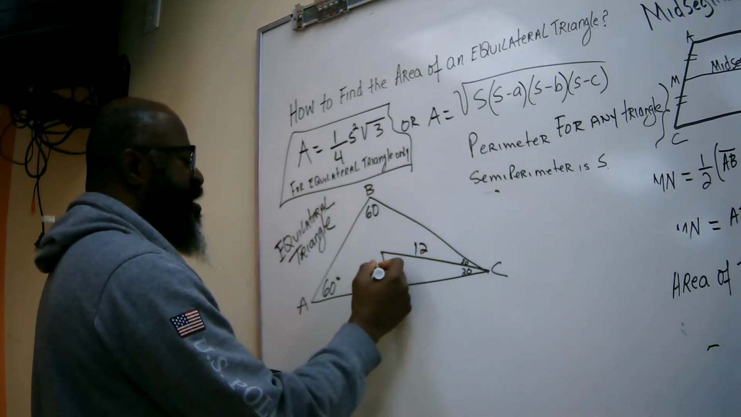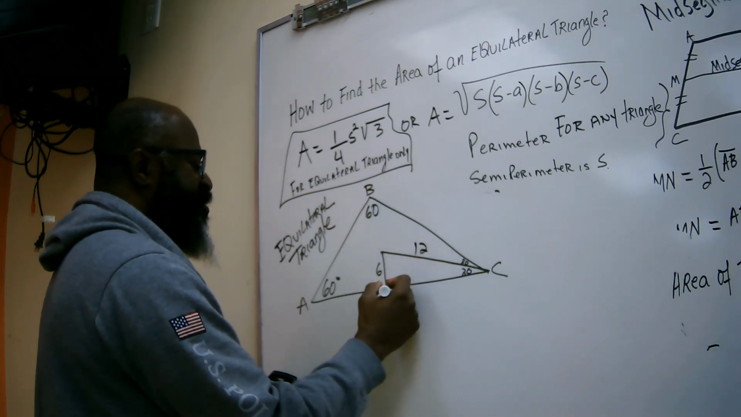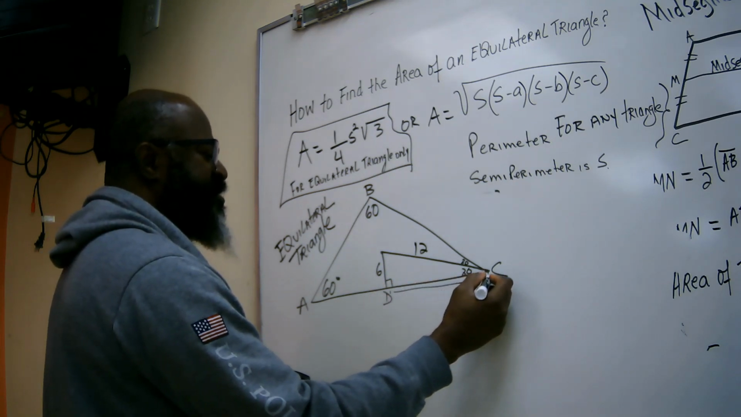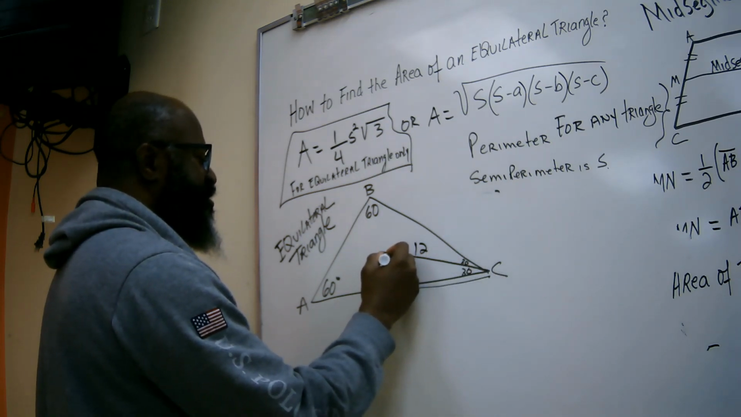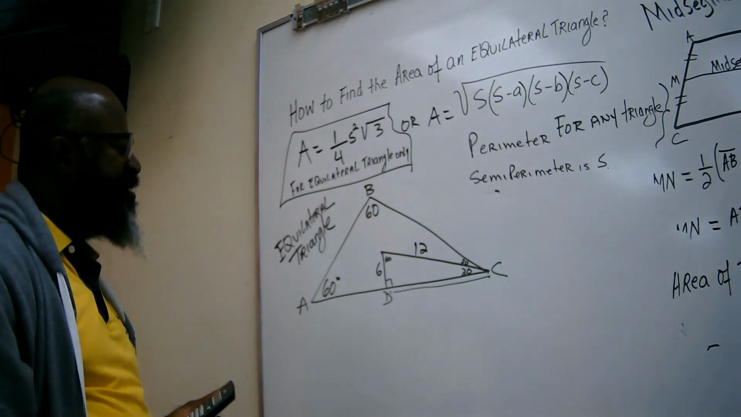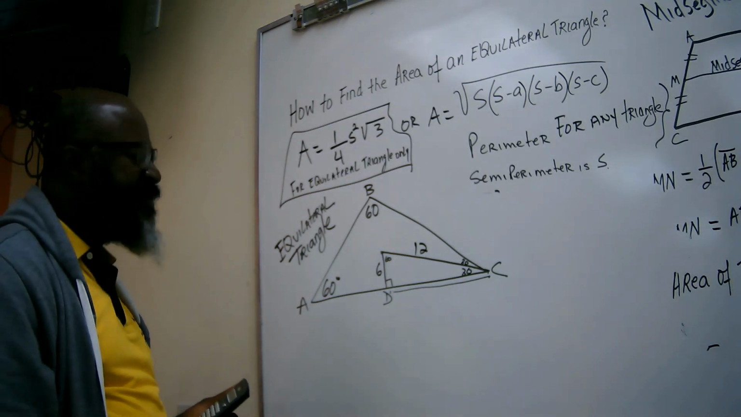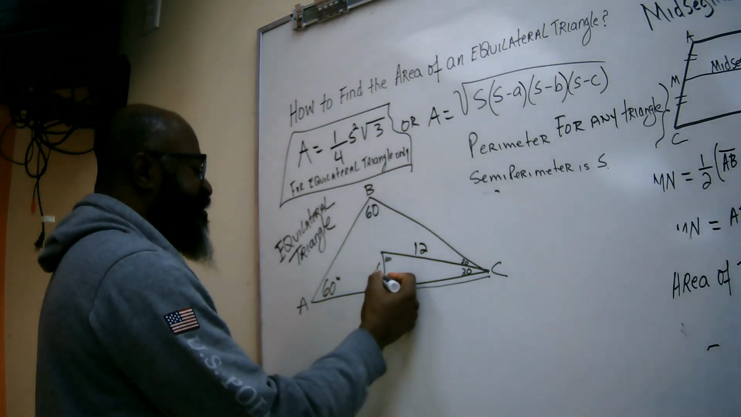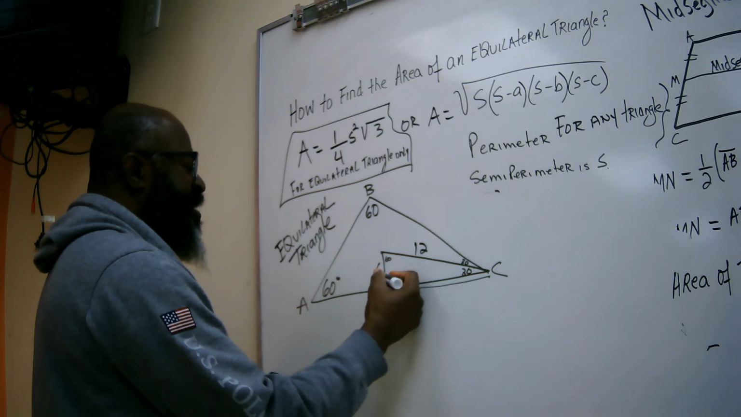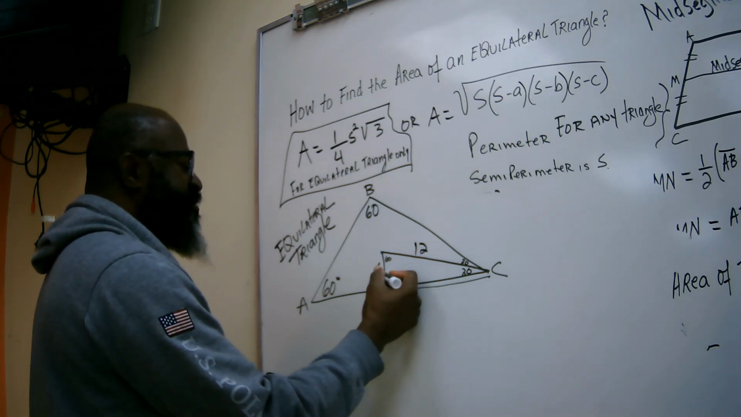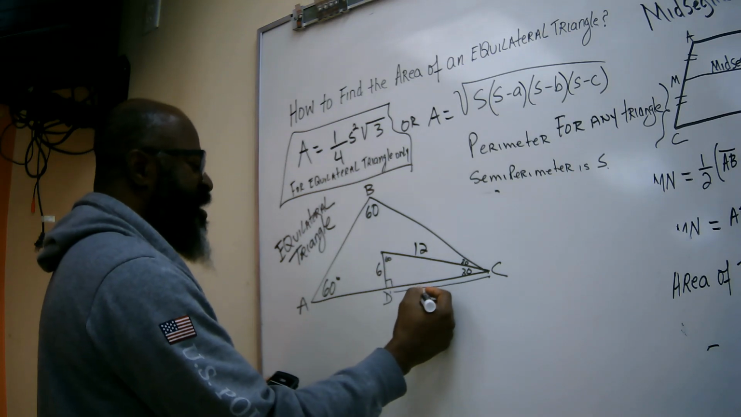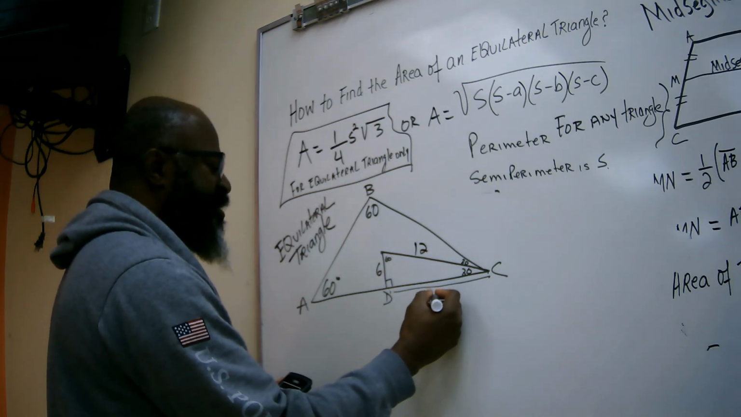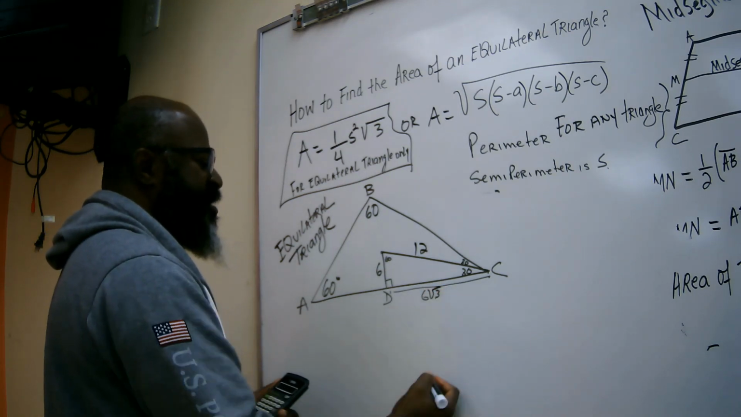This is the short leg, this is the hypotenuse. We need to find the distance from here to there, which is the long leg. This is based on a 30, 60, 90 triangle. My short leg is 6, half of the hypotenuse. So I need to find my long leg. Long leg is short leg times square root of 3. So I multiply by square root of 3.